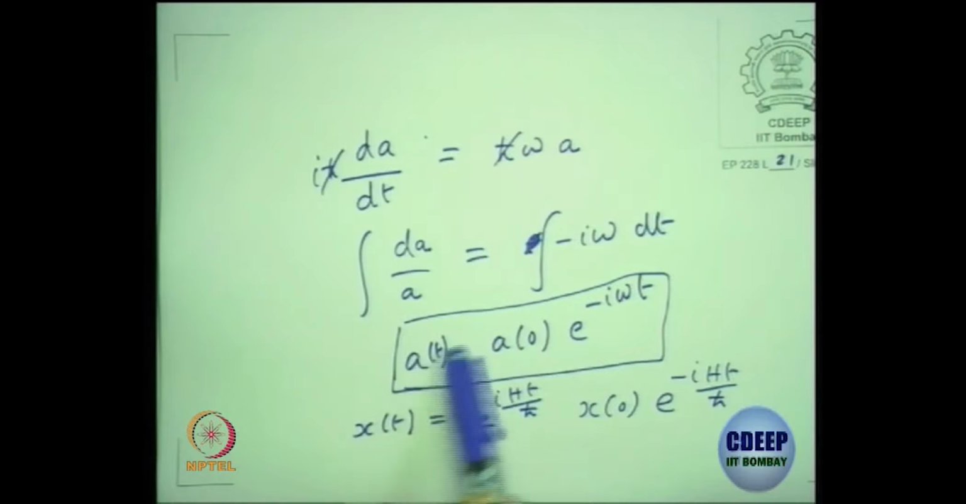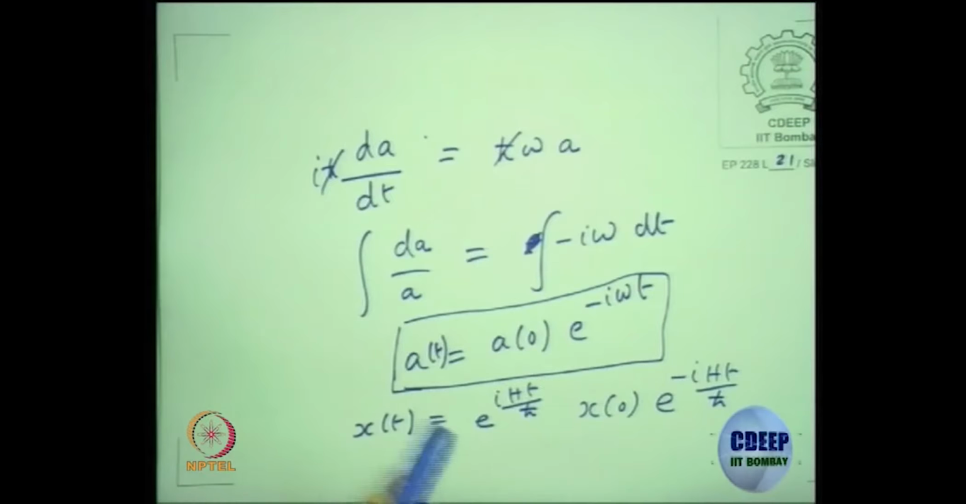Similarly, I can write for a dagger of t also. Whereas here, when you have to do it, this also can be done. It should be correct. Both methods should give you the same answer. It just becomes tedious. Whereas that one is, because of decoupled equations, you can get the solution at any time for the ladder operator. And you can take a linear superposition. A of t plus a dagger of t will be proportional to x of t.